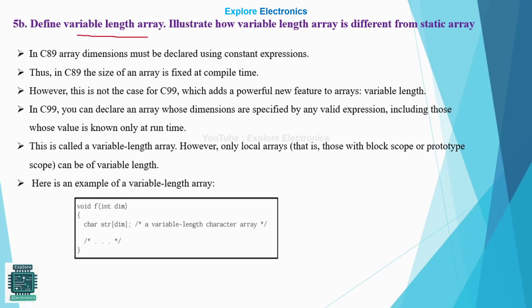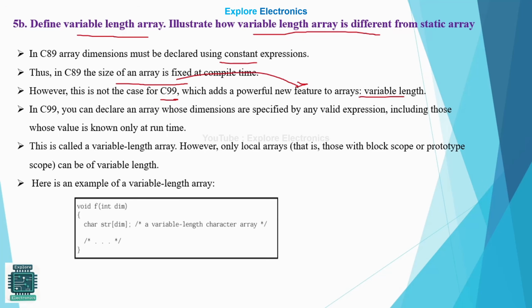Define variable length array. Illustrate how variable length array is different from a static array. In C89 dimensions must be declared using a constant expression. Thus, in C89 version, the size of an array is fixed at compile time. However, this is not the case of C99. It adds a powerful new feature to arrays, that is variable length. First we will write about variable length, then we will explain how it is different from the static array.